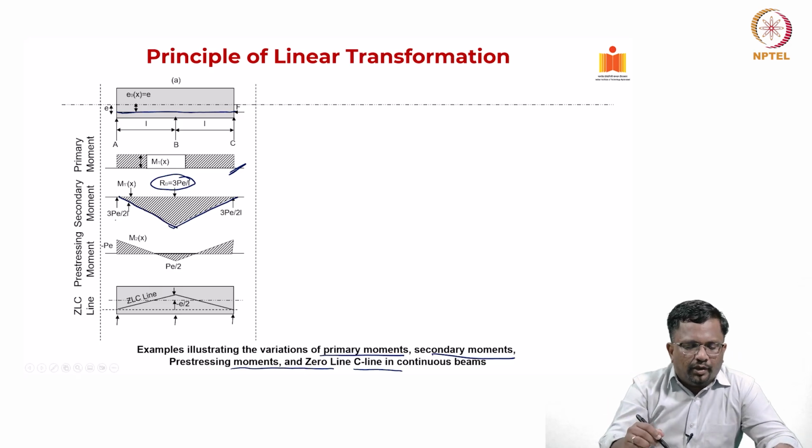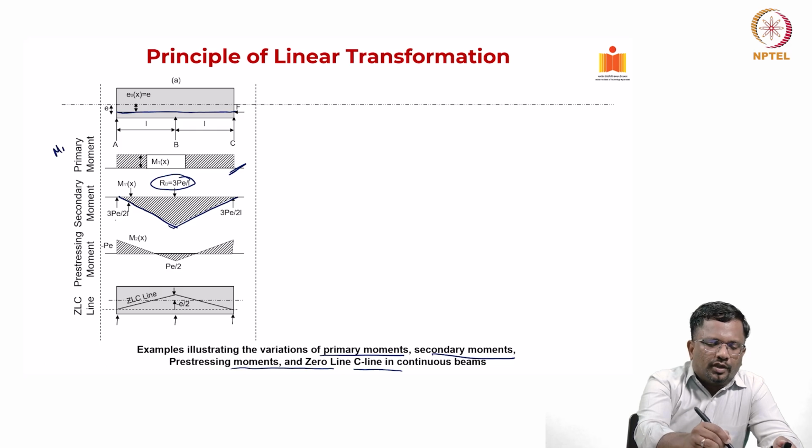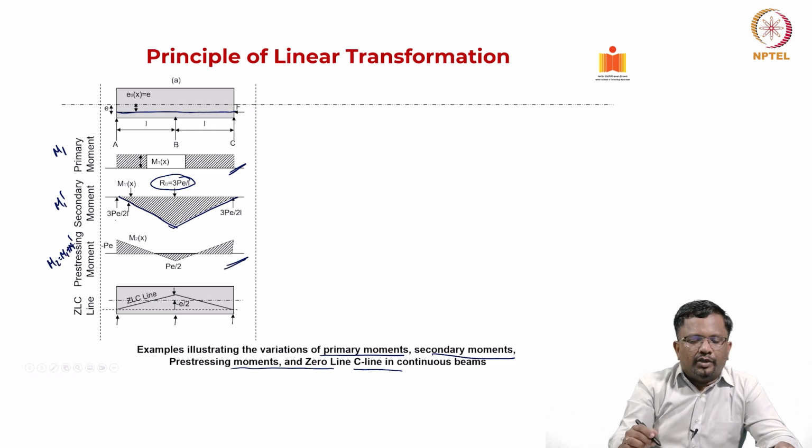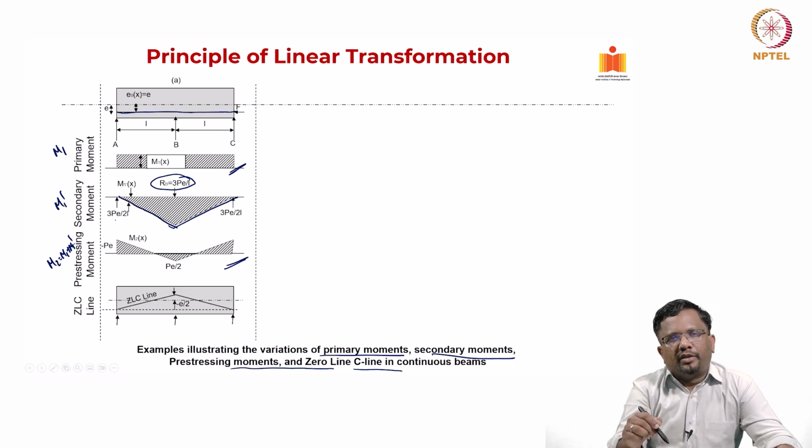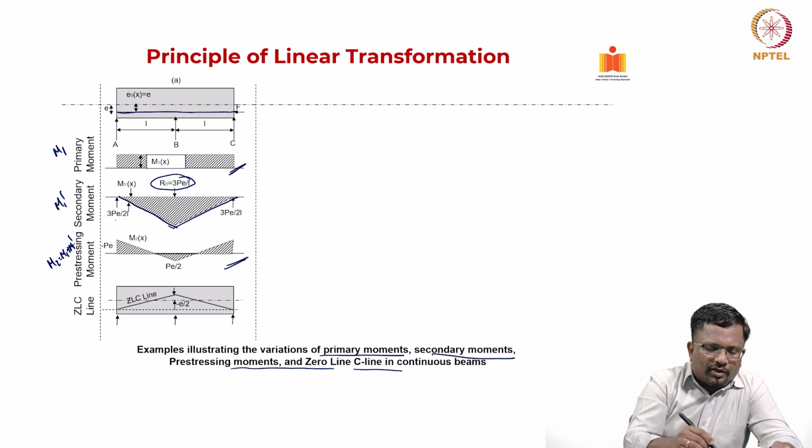Okay. Now, what is the total moment? This is what we said in the last lecture. M1, this is M1 prime, and this is M2, which is the summation of M1 plus M1 prime. So this is what you get. You get negative PE at the left support, positive PE by 2 at the mid location, and then again a negative PE at the right support. So for this, now how do we get the thrust line or the C line?